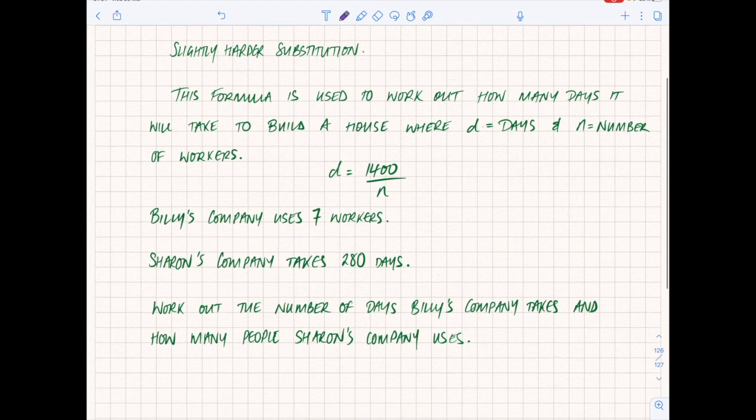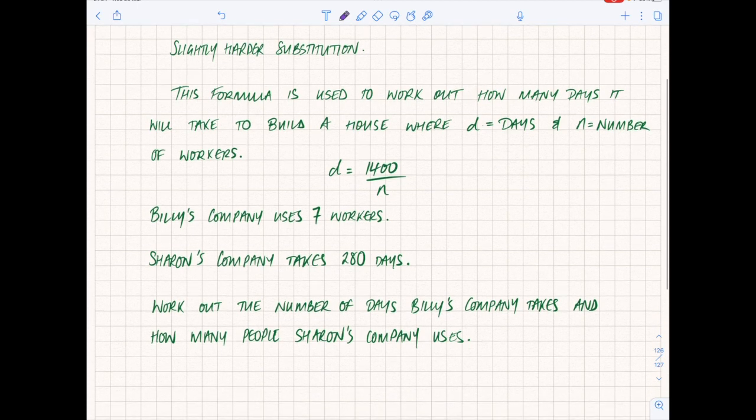Okay, so we've got lots of information here. Let's just look at some key things. It says this formula is used to work out how many days it would take to build a house, where D is equal to my number of days. I'm going to write "days" above that so I don't get confused. And N is number of workers, so I can just call that people working.